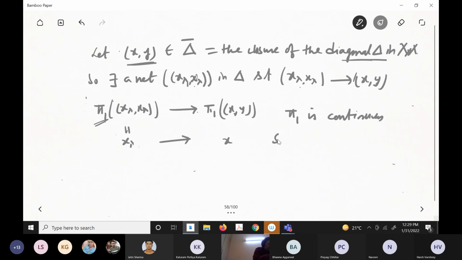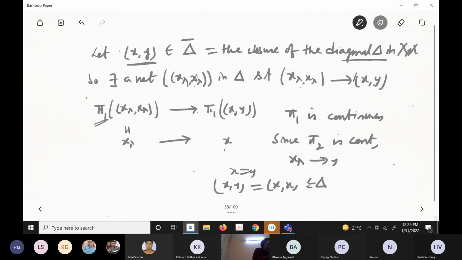Similarly, since pi 2 is continuous, x lambda goes to y. Now you use that. You have the same net going to x and going to y. By B, every convergent net has a unique limit, so x equals y. That means xy is this, which belongs to the diagonal. That's it. That is B implies C.